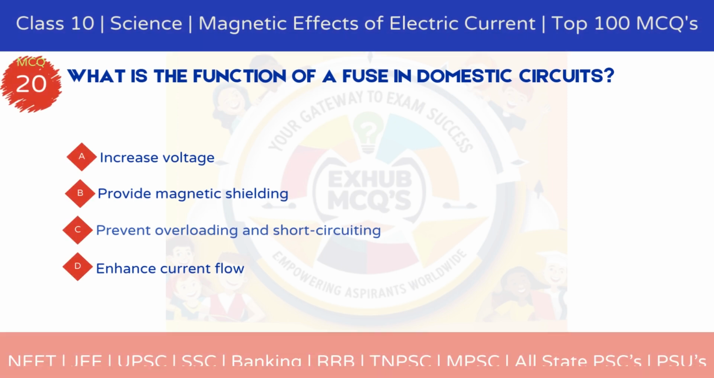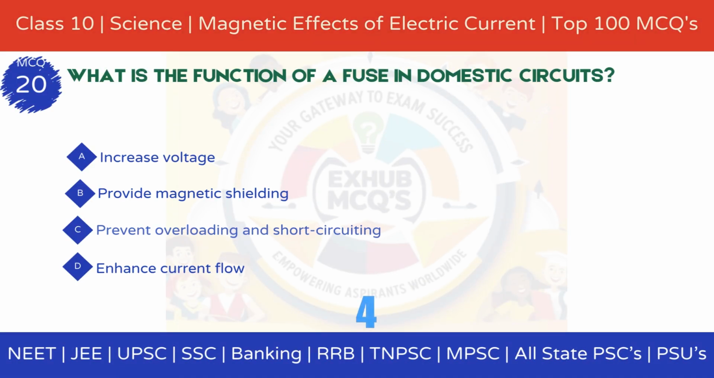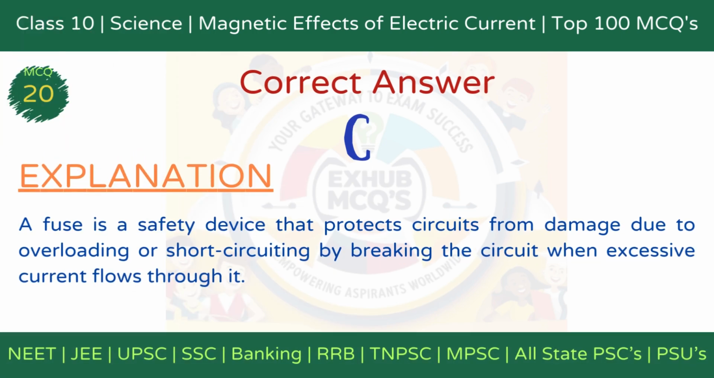What is the function of a fuse in domestic circuits? Option A, increase voltage. Option B, provide magnetic shielding. Option C, prevent overloading and short-circuiting. Option D, enhance current flow. The correct answer is option C, prevent overloading and short-circuiting. Explanation. A fuse is a safety device that protects circuits from damage due to overloading or short-circuiting by breaking the circuit when excessive current flows through it.